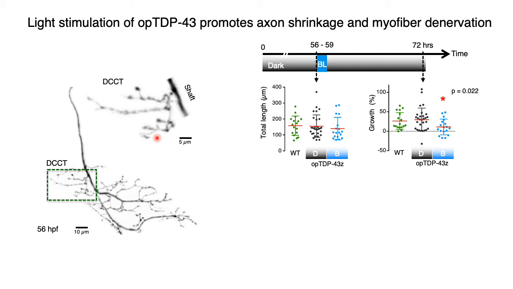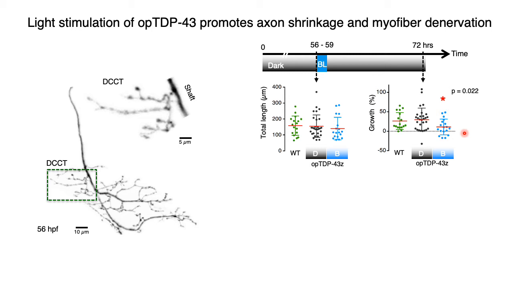Before light stimulation, OP-TDP-43 expression itself didn't affect total length of DCCT. But after the illumination, the growth rate of axon was significantly affected in the OP-TDP-43 expressing neurons. And I hope you can see that some neurons show a growth rate below 0, which means that the axon shrank.